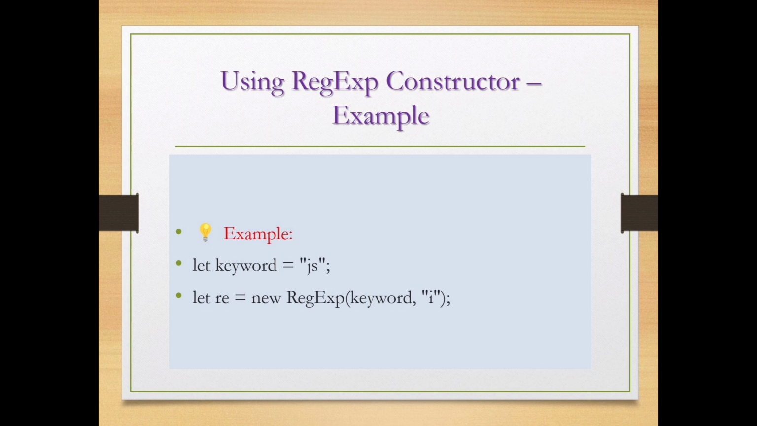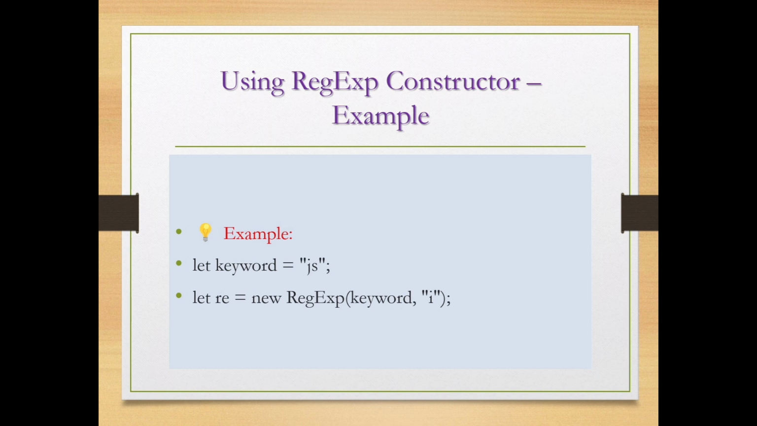Here I am taking a variable with let. I am taking the variable name as keyword, and in the value of keyword I am taking JS. Next I am taking another variable RE, meaning I am creating a constructor for regular expression. Here is the syntax: we can use new RegExp of keyword comma i. Next I am printing RE, and it displays both JS and i. Next I am displaying keyword, and it displays only JS.